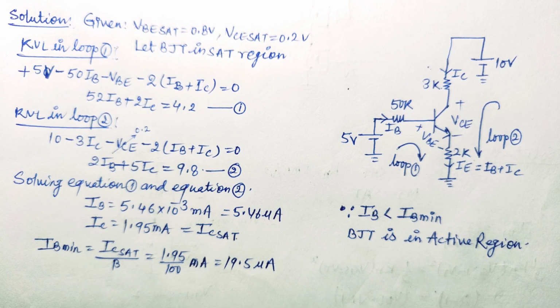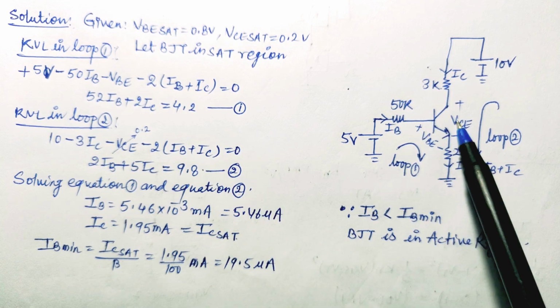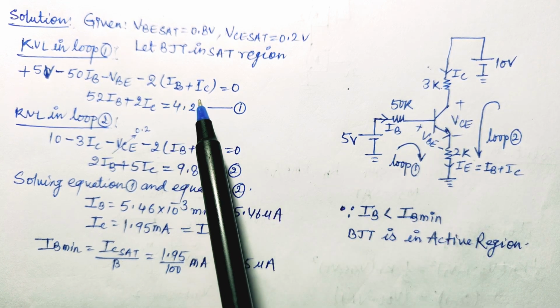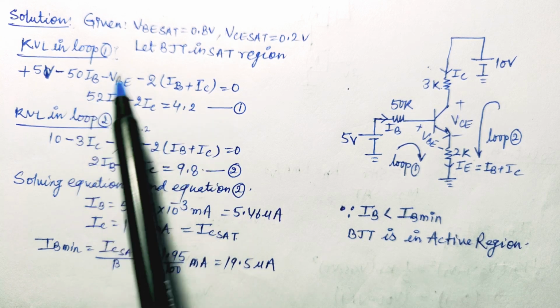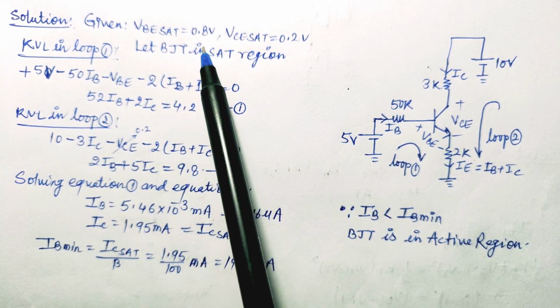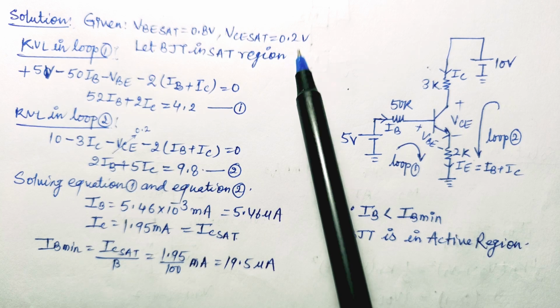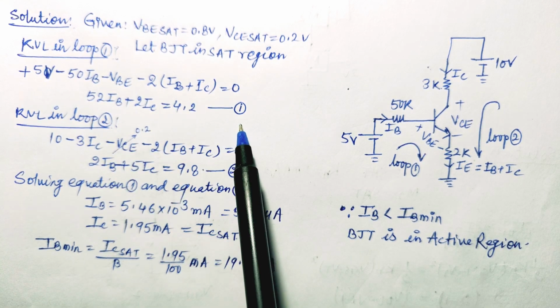So IC is equal to beta IB can be used only when the transistor is in active region. Since we have assumed that this transistor is in saturation region, we will not use the value IC is equal to beta IB. By solving and putting the values given here, that is VBE set is equal to 0.8 volt and VCE set is equal to 0.2 volt, we will find equation number 1.